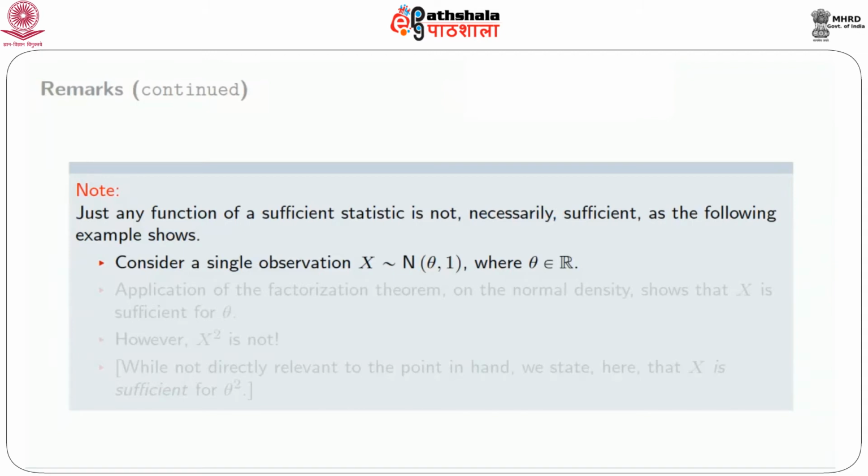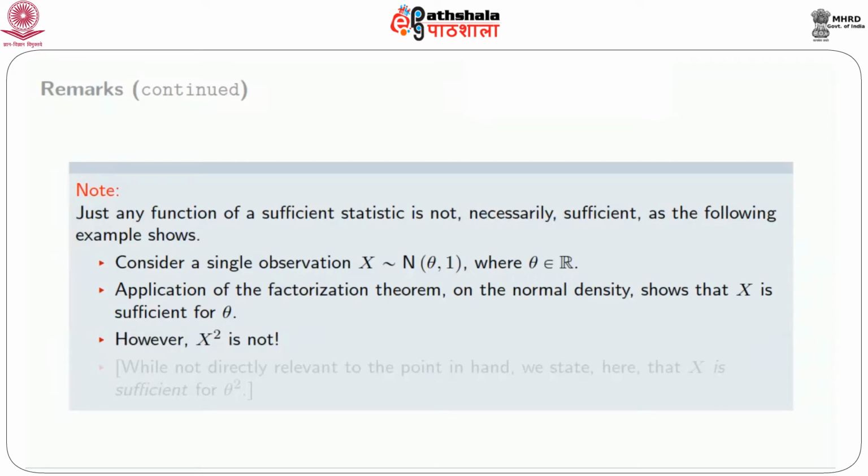Just any function of a sufficient statistic is not necessarily sufficient, as the following example shows. Let X be a single observation from a normal distribution with mean theta and SD 1. Here theta is the unknown parameter. Application of the factorization theorem on the normal density makes it very easy to show that X is sufficient for theta. But X square is not. And it is to be noted that X square is a 2-to-1 function.